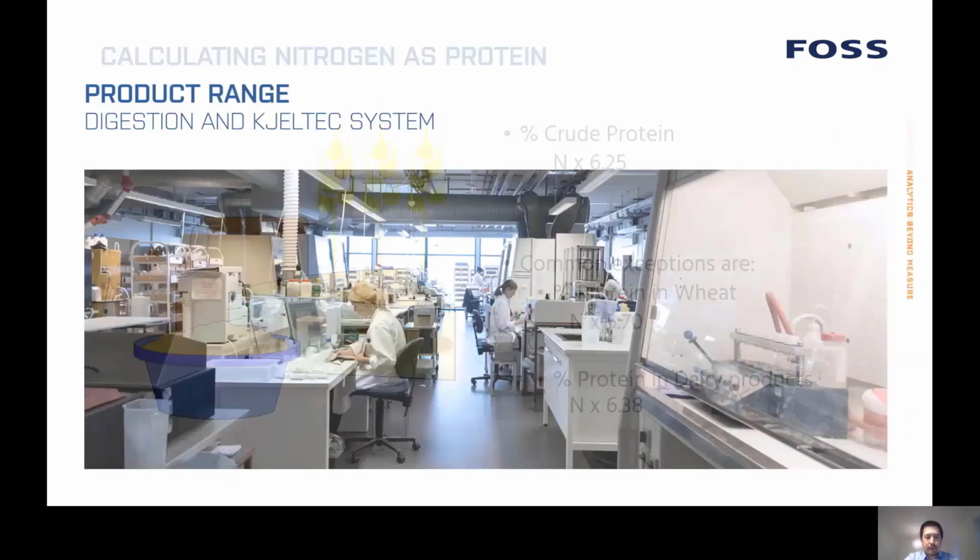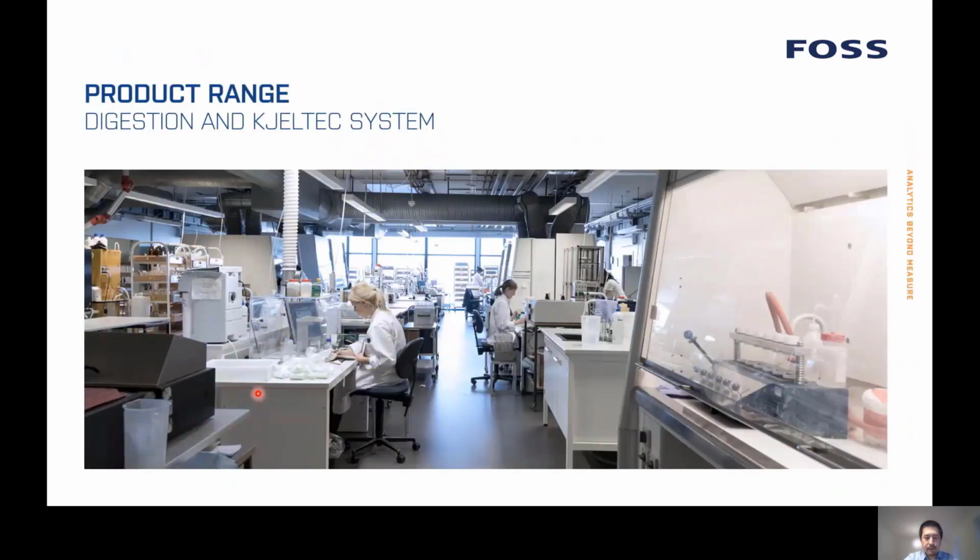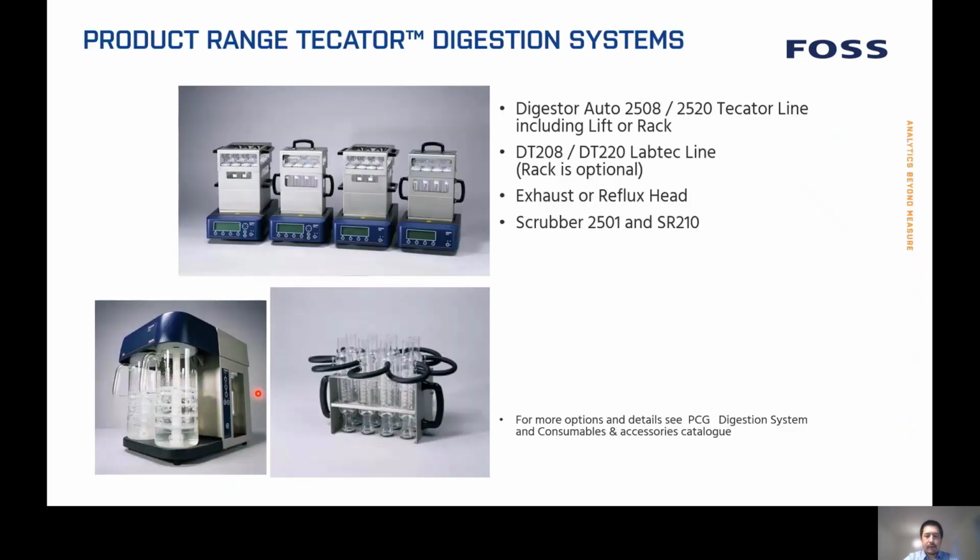We are providing a range. Before that was more like principles, and of course we design the product based on the principles. Right now we have a range of digesters and Kjeltecs which we are selling. This is the portfolio we are selling for the digester. We have 8 positions, 20 positions. We cover the manual version, also the automatic version.